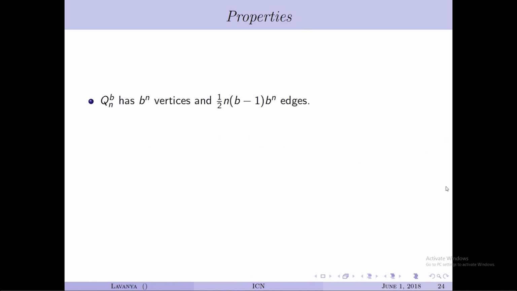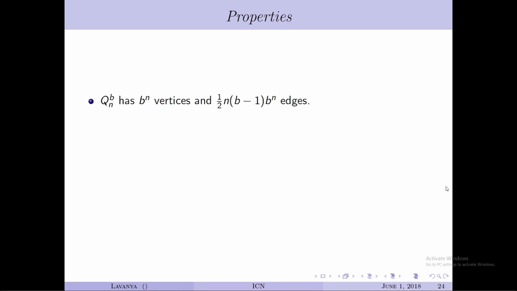So, what are the properties? An interesting property is that Qn, a base b cube if I talk about, has b power n vertices, and it contains these many edges. In the hypercube we know it has 2 power n vertices and n into 2 power n minus 1 edges, right. We had a two-partition that was possible, an independent set of size 2 power n minus 1 on either side, and every vertex had degree n, right.